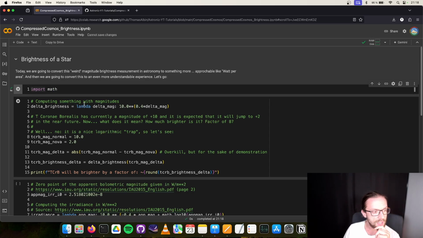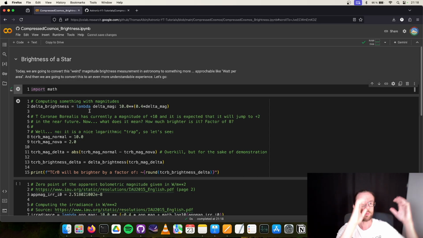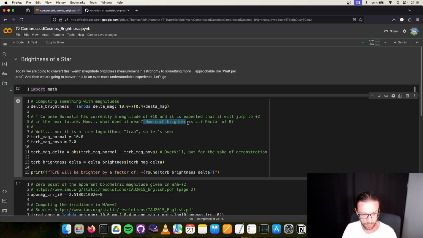What I would like to do first is compute the relative brightness between two values. As I said, T Corona Borealis currently has a value of 10 mag, and it will increase to around 2 mag. What does it really mean? I wrote a comment here: is it a factor of 8 or so? What is it all about?